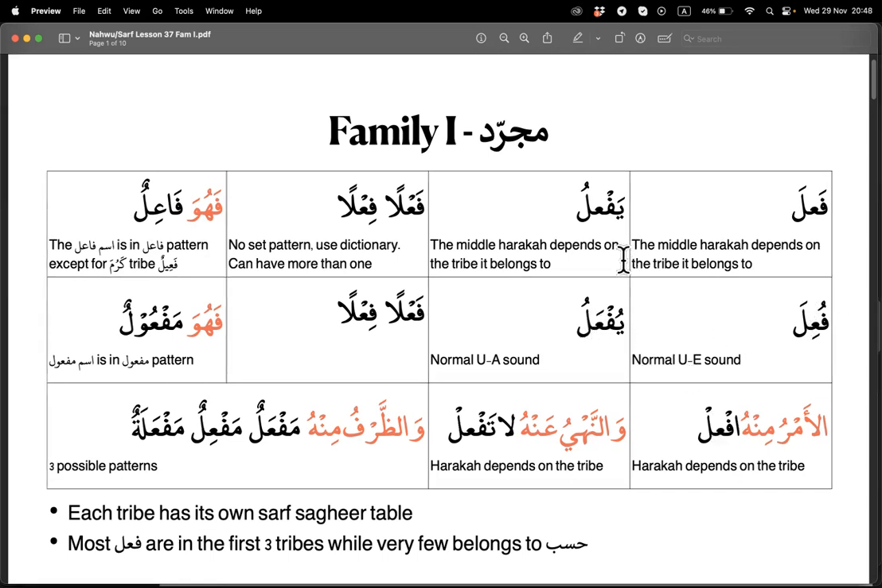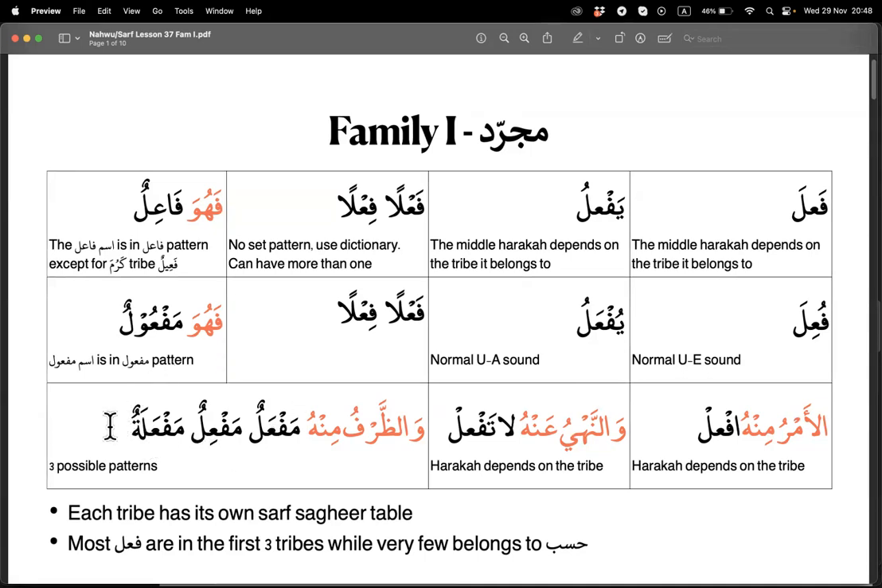The amr is obviously from the mudhari. So again, I don't put a harakah here because it depends on the harakah here. Same thing with the nahi. And then ism zarf, you have 3 possible patterns. Basically whatever root letters you are looking at, you can put it into all 3, like we talked about just now. But what is actually used by the Arabs is what you will use. So the ism zarf is maf'alun, maf'ilun, and maf'alatun.